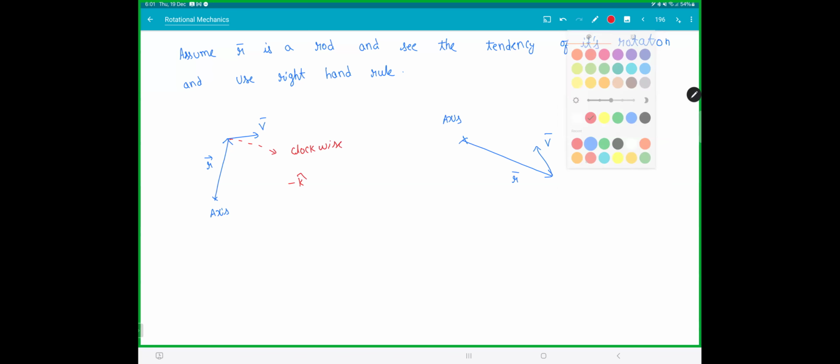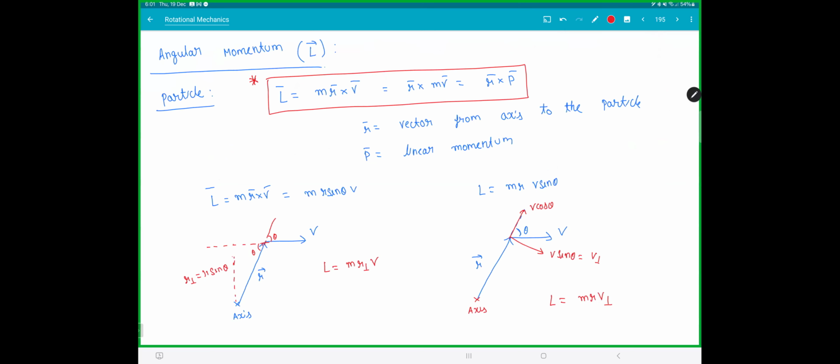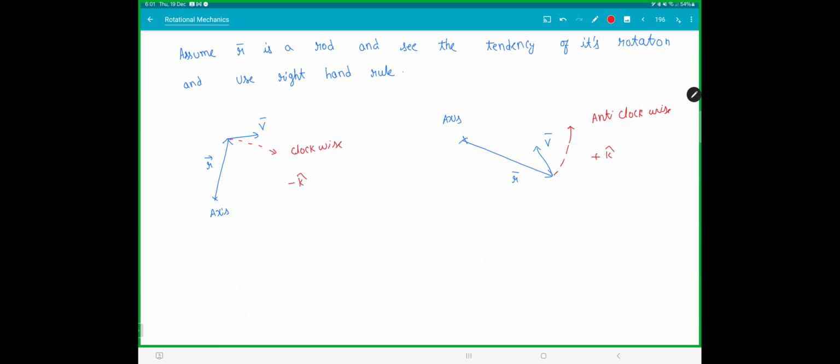Now which way will the rod go, up or down? We know it will go up. This is anti-clockwise. Thus, the direction will be exactly what we did in rotation. Torque, we do the same thing here. This is plus k cap. So direction matters a lot. This gives you the magnitude, M R V perpendicular or M R perpendicular V, one of them, and this gives you the direction.